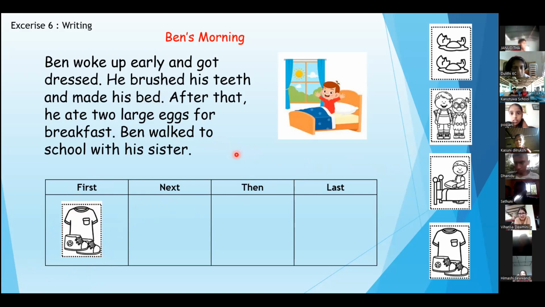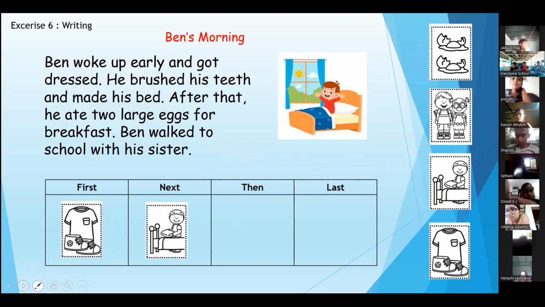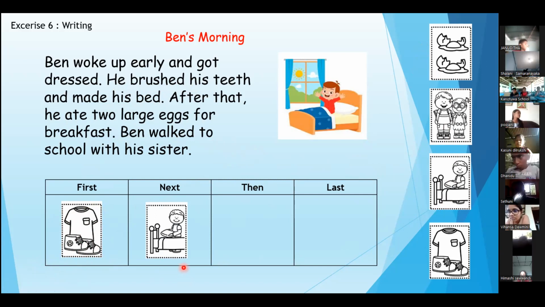He woke up early and got dressed. Yeah, he woke up early and he got dressed, right? So after he got dressed, what happened next? See, he got dressed and then he brushed his teeth and made his bed. So which picture? Number 3. Yes, number 3. And after making the bed, what did he do?